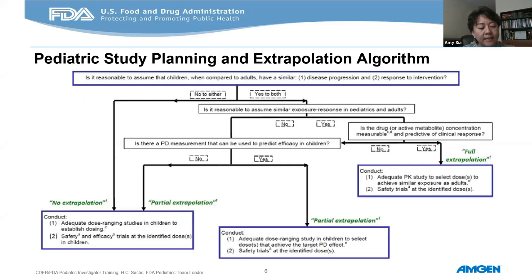So here is the FDA pediatric study decision tree from their guidance. So really FDA questions for evidence-based assumptions by asking a series of questions. Is the course of the disease or the response to treatment sufficiently similar in adults and the children? And do adults and children have a sufficiently similar exposure response relationship? Or is there a PD measurement that can be used to predict efficacy in children? So by asking these questions and depending on the answers to these questions, strategies for full, partial or no extrapolation can be determined. And also the EMA reflection paper is concordant with the FDA guidance.